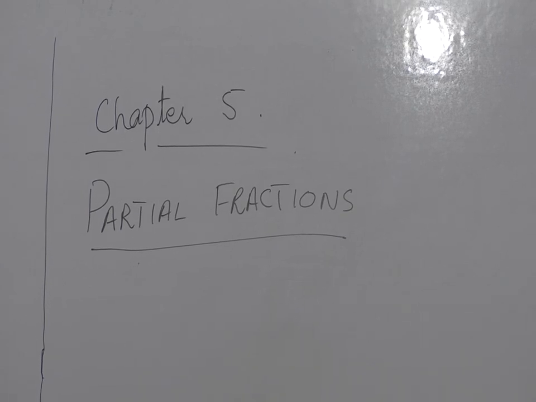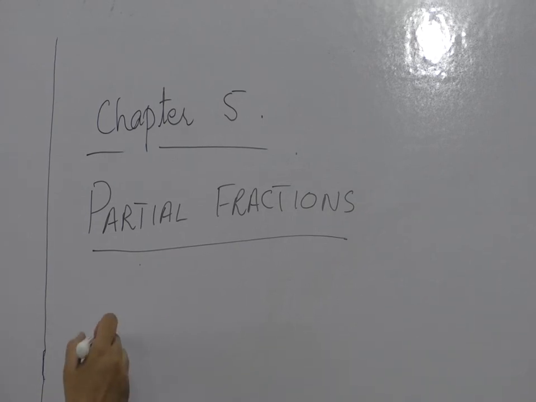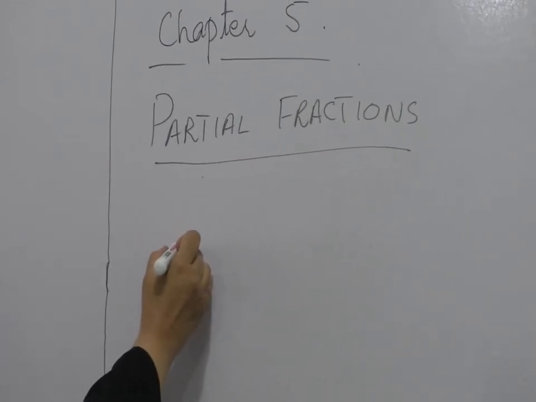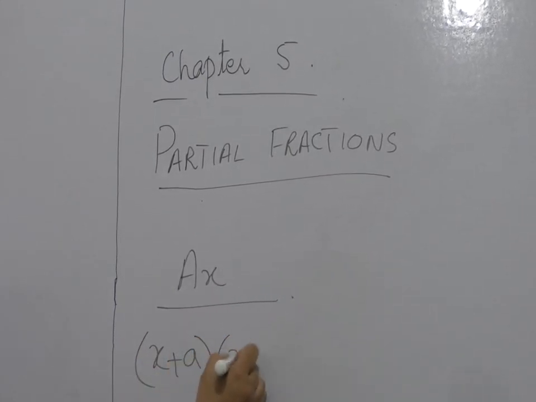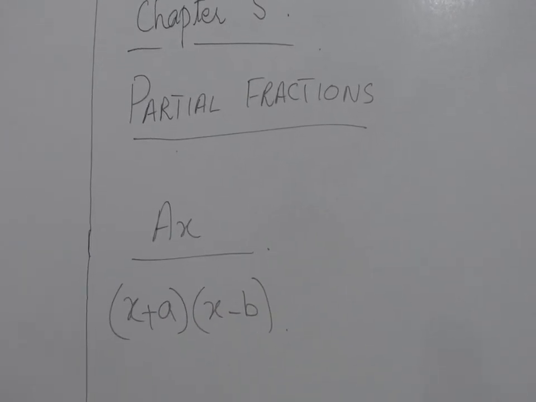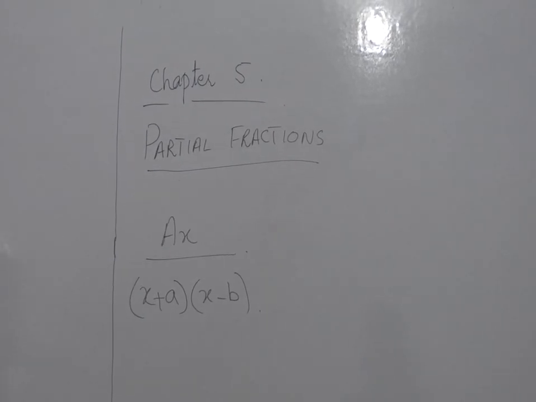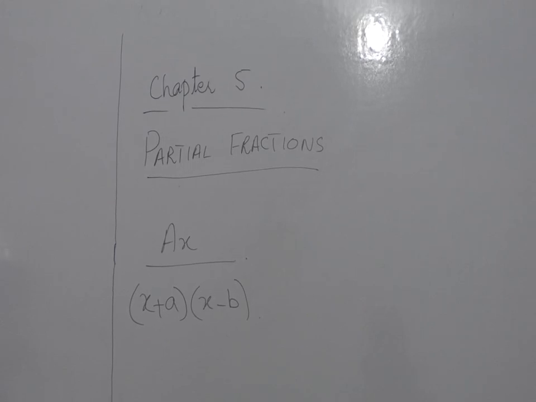So here we will start with chapter number 5 because almost all of you are very much familiar with this chapter. So it will be little easy for all of you to understand this chapter. This chapter is partial fractions. Partial fractions is actually we divide a fraction, for example, into sum of two or more single rational fractions. This procedure is called a partial fraction.